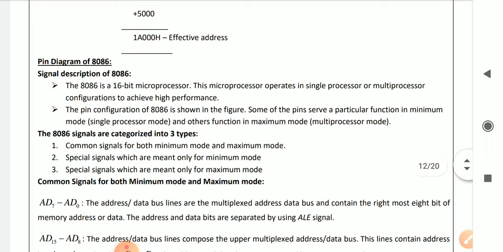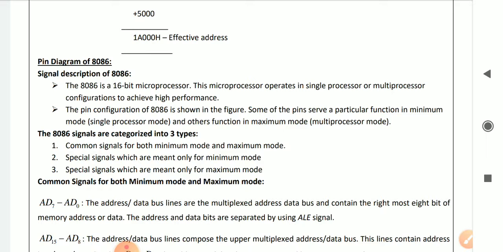So the signals of the 8086 are categorized in 3 categories. Common signals, meaning pins or signals which are common for both minimum mode and maximum mode; special signals which are meant only for the minimum mode; and special signals which are meant only for the maximum mode. So all the signal pins are divided in 3 groups. Some of the pins are common for both modes, and some of the pins are specific to one of the modes. Okay, so common signals.